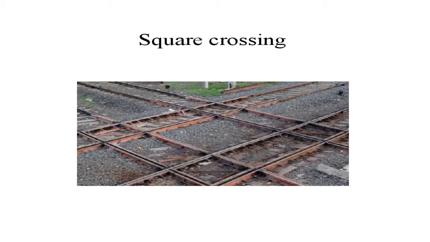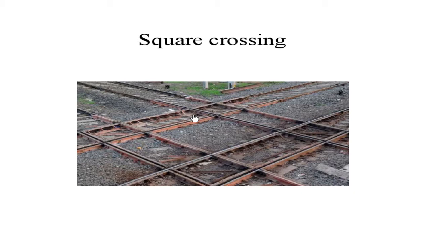Coming to square crossing, you can see in the figure that the railway track is intersecting each other at 90 degree. So here there is no need of points. If from one track it is getting diverted to another, for that diversion only we are providing the points or switches. Since here there is no need of diverting one train to another, here they are separately moving, so there is no need of any points or switches here.